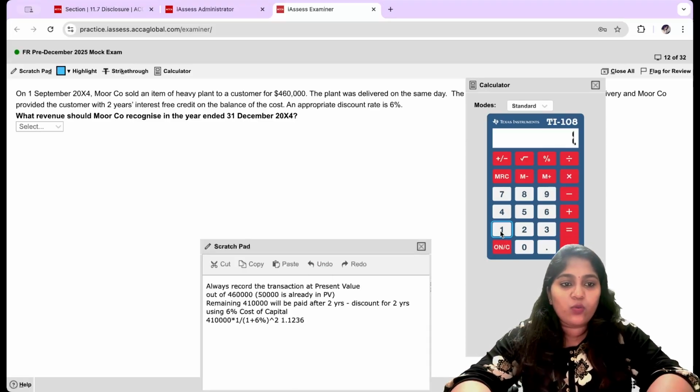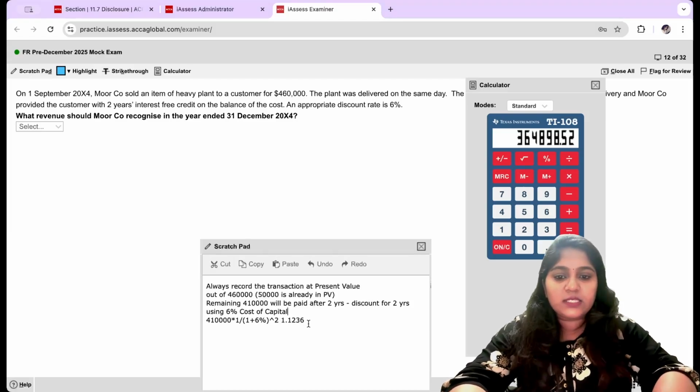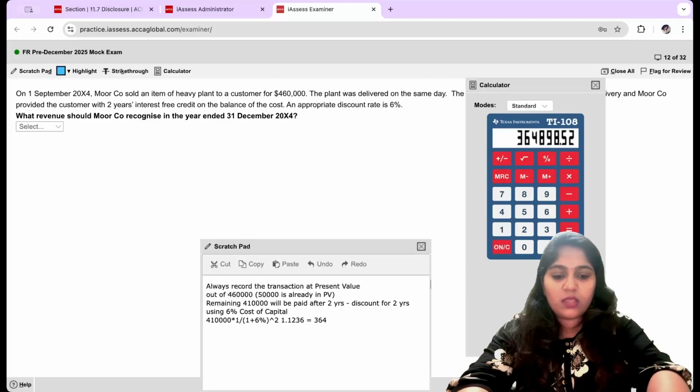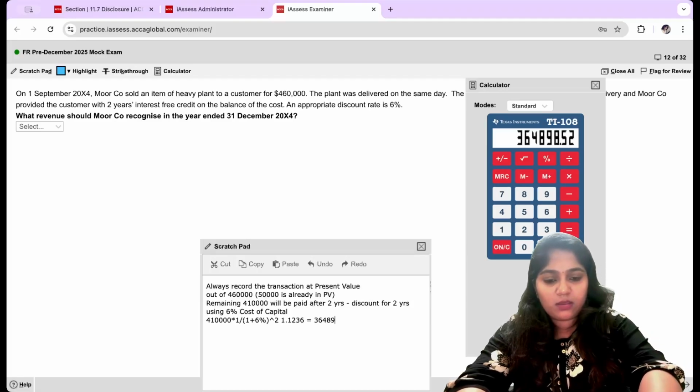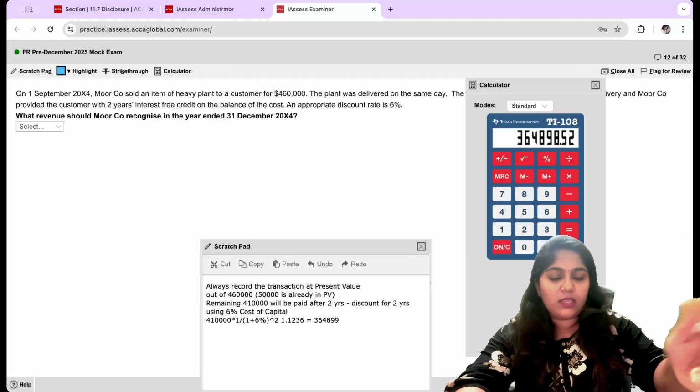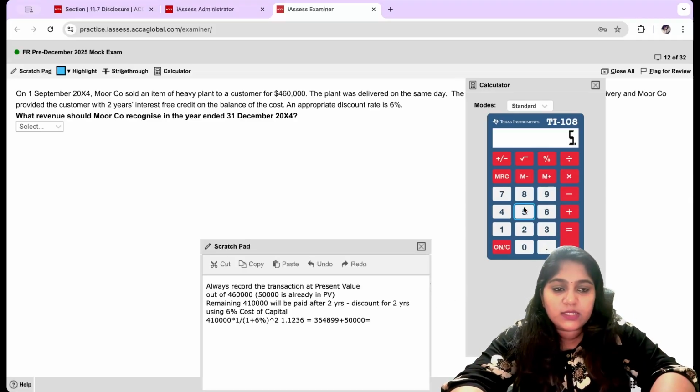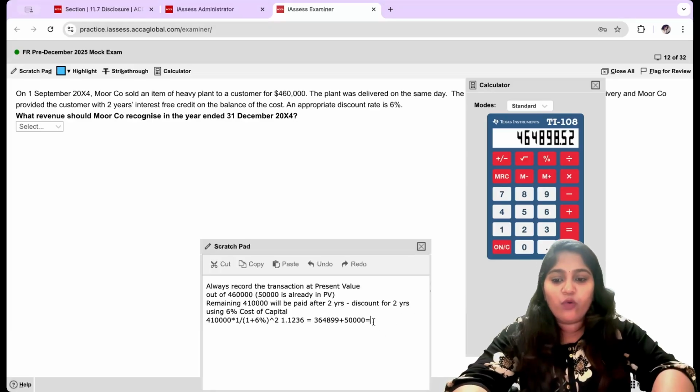So what do I have to do? 1 divided by 1.1236 multiplied by $410,000 should give me a value of 364,899. Let's keep 899 or 898. If I discount it, that is the present value, plus the present value of 50,000. So my answer for this question, because the 50,000 is already in present value, if you add, it should give you the value of how much?